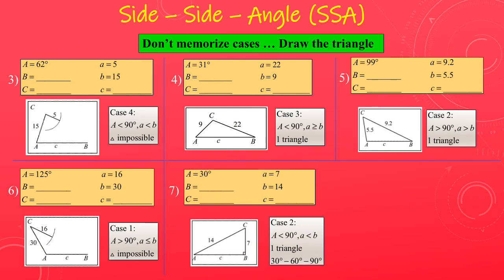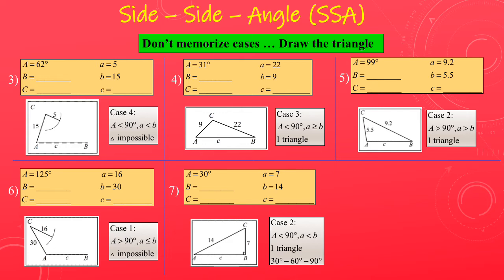In number 7, we have A equaling 30 degrees, little a equals 7, and little b is equal to 14. In drawing the picture, it is not clear whether a line segment from C of length 7 will be able to reach line segment AB. However, realize that if the angle is 30 degrees and little b is twice a, that means that this is a 30, 60, 90 triangle, and there's only one way to draw it. This situation occurs very, very rarely.